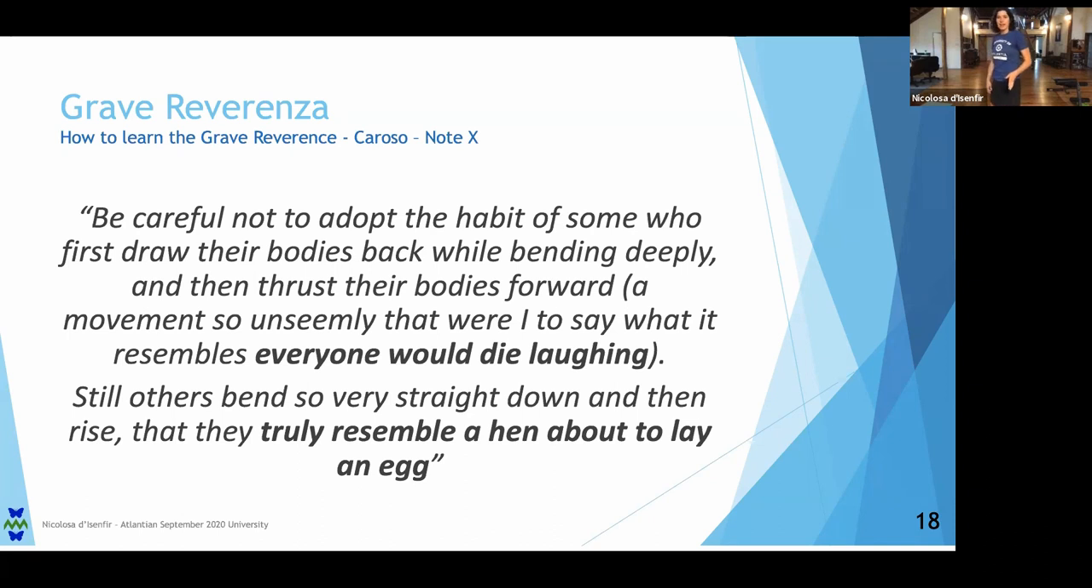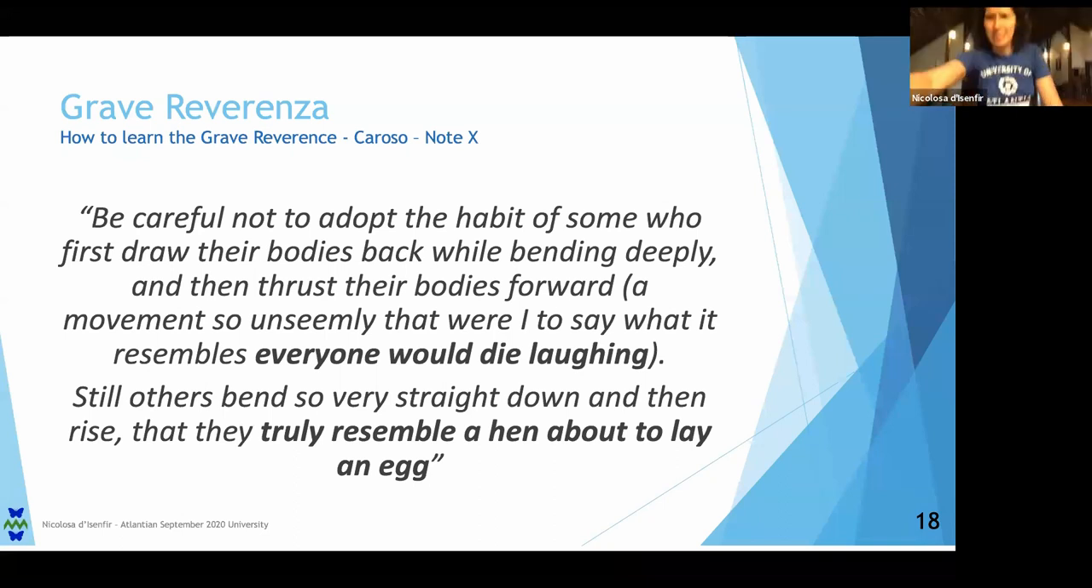The other way, and I truly appreciate that this is in a fine Italian manuscript, is that instead, when you're doing the nice movement, you're just going straight down and up. I do have hens as well, and I imagine it is sticking your butt out and going down and up. And you can, as a fine gentleman, truly resemble a hen about to lay an egg. Caroso, thank you so much for your writing.